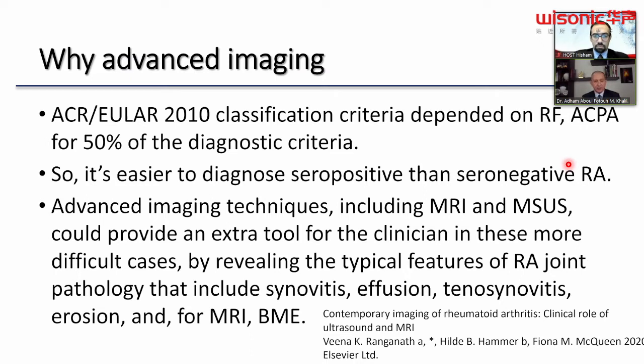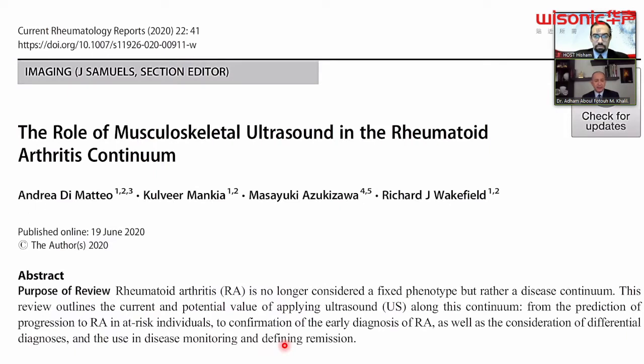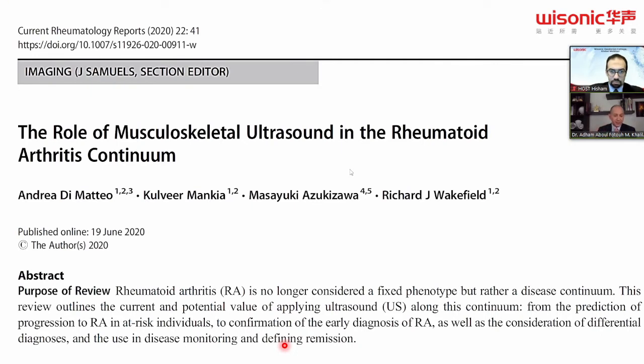And of course, for the MRI, it also includes an additional advantage, showing bone marrow edema early in the disease. This is a fairly recent paper published in 2020, mentioning that rheumatoid arthritis is no longer considered a fixed phenotype, but rather a disease continuum. It's like a process. We have a preclinical phase and then a clinical phase. And during this clinical phase, we also have a continuum.